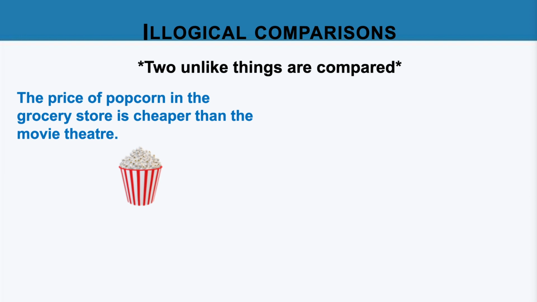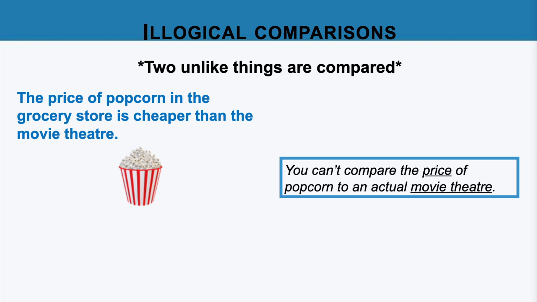It's true, right? A lot of times you go to the grocery store, it's cheaper to get popcorn there than the movies. But when you look at this sentence, look at what's being compared. Here we have the price of popcorn and the movie theater. But you can't compare the price with a movie theater, right? That's not logical. That's not what we're talking about. We're saying the cost or the price of the popcorn in place one, the grocery store, is cheaper than the cost or the price of the popcorn in the movie theater.